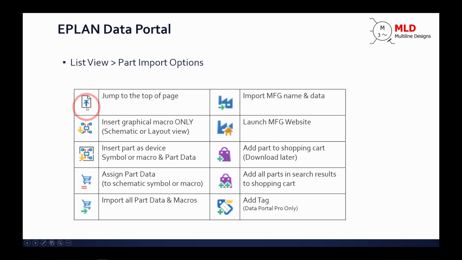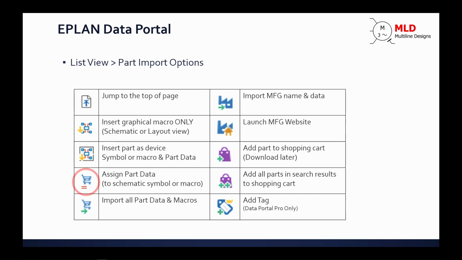There, of course, is a jump to the top of the page. If you have a list of several results and you want to get back to the top, you can just click on that in any one of the parts and it will quickly jump you to the top of the results list. This icon here inserts the graphical macro only. That is the schematic macro or the panel layout macro. It doesn't download data into your parts database. This icon here inserts the symbol macro or panel layout macro and also downloads the parts information to your parts database.